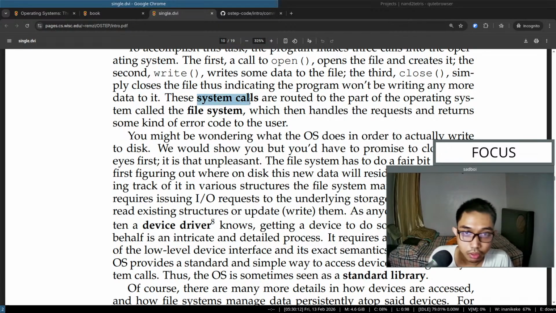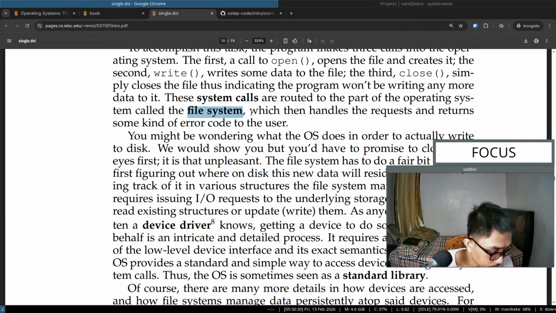These system calls are routed to the part of the operating system called the file system. Okay, which then, by the way, is there some situation in C or C++ where you interact directly with the kernel without using any abstraction?